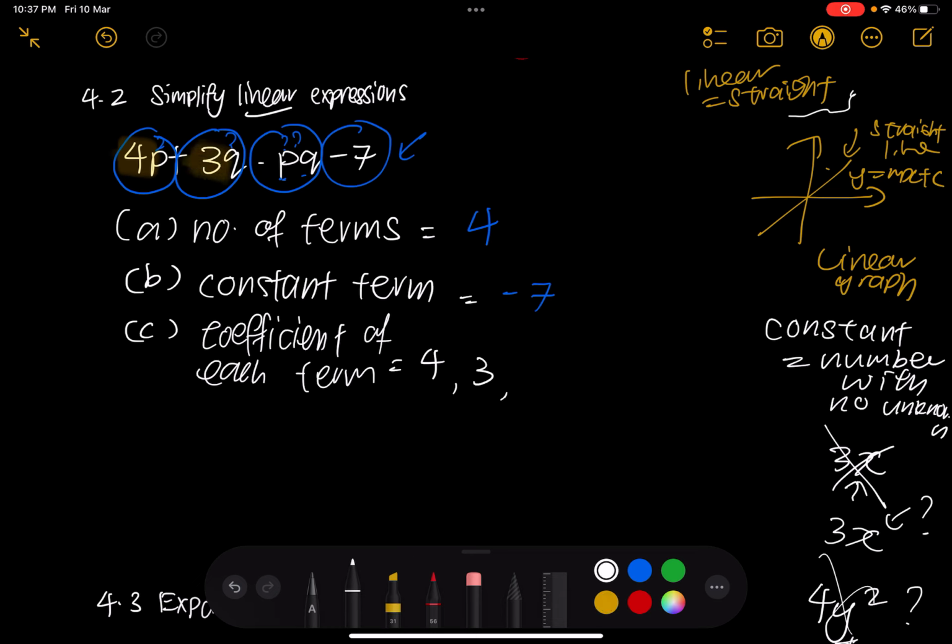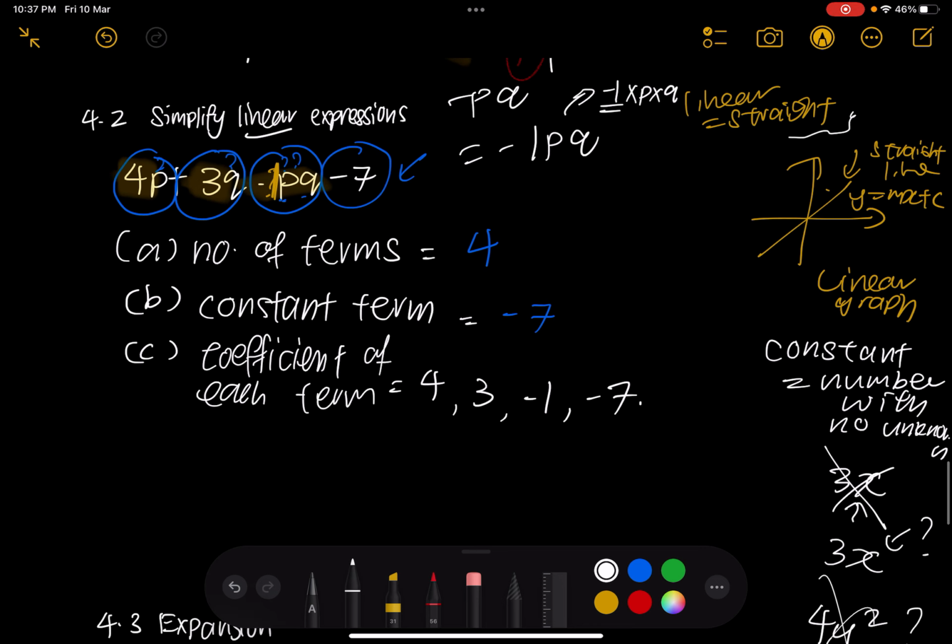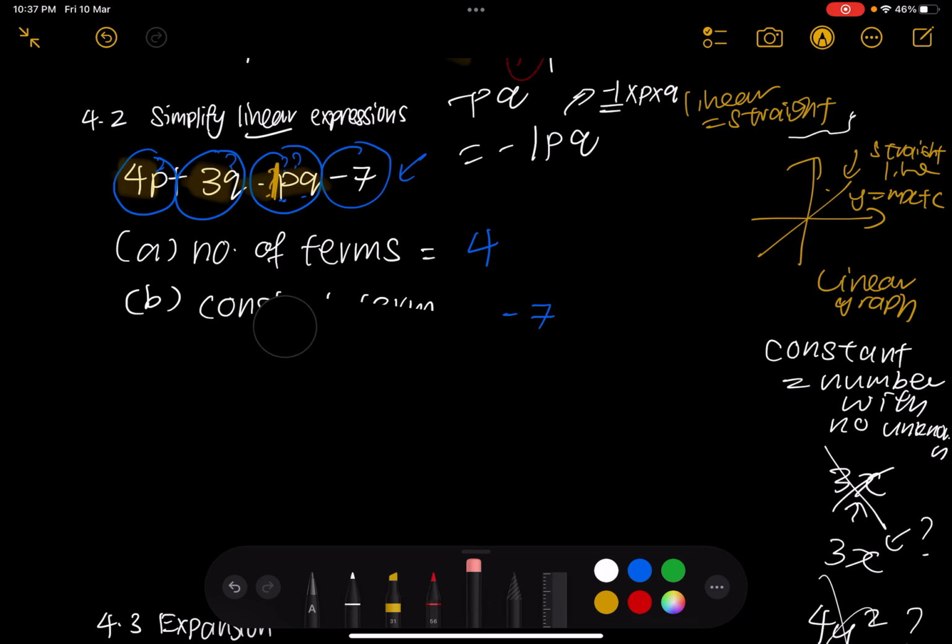Remember, your coefficient must be a number. Now what is the coefficient of minus pq? This is a bit tough. Here there is no number, right? This number is basically 1. Since it's a minus, we follow the sign, so minus 1. Because minus pq equals minus 1pq. This means minus 1 times p times q. This is the one. The fourth one, minus 7, doesn't have one. Easy. So that is basically your simple concept.